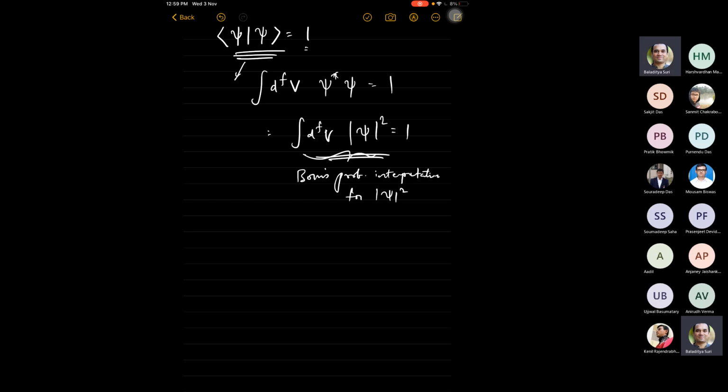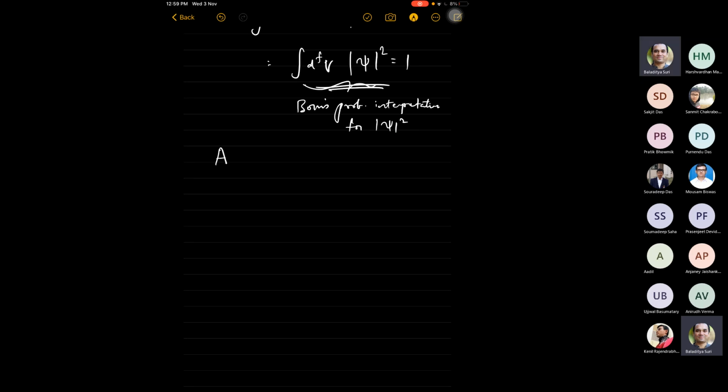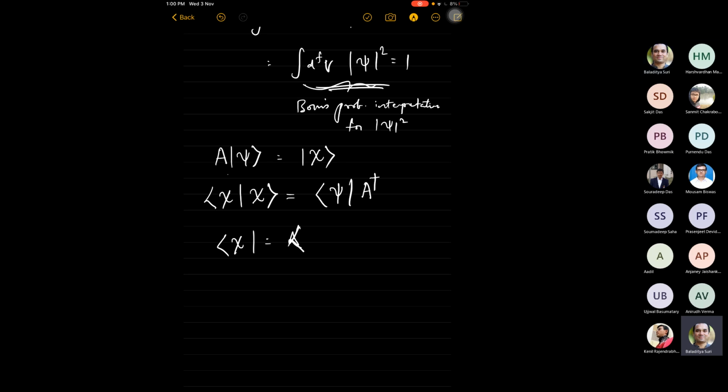In Dirac notation, we usually say ⟨psi|psi⟩ is 1, which means that the vector psi is a normalized vector. So psi is normalized. That is the terminology that we use. Now, if A is an operator acting on a vector psi, this could be the vector, let us say chi. A could be any operator. Then if chi is A psi, then the bra chi is going to be the bra psi A dagger. This is the Hermitian conjugate.